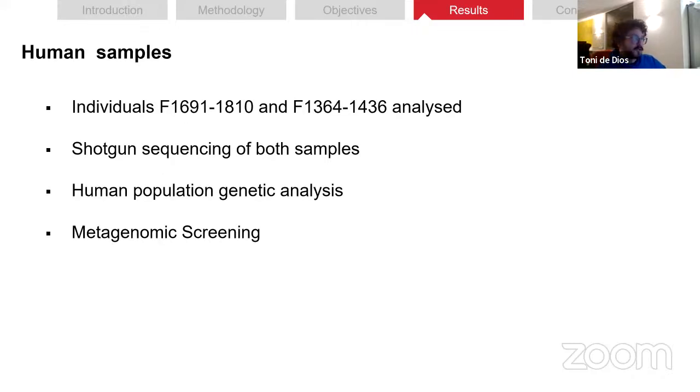So from those burials, we selected a set of possible individuals, and we could retrieve DNA from 2 different individuals using shotgun sequencing. We performed human population genetic analysis of those samples, but we also screened the metagenomic context of them.